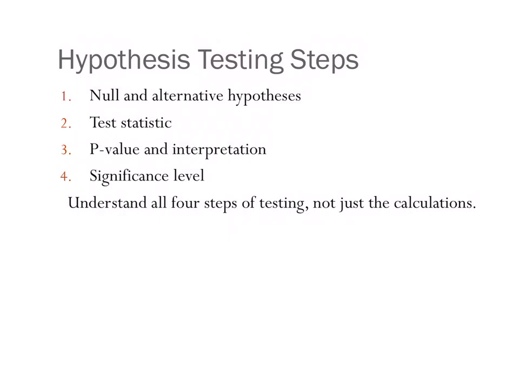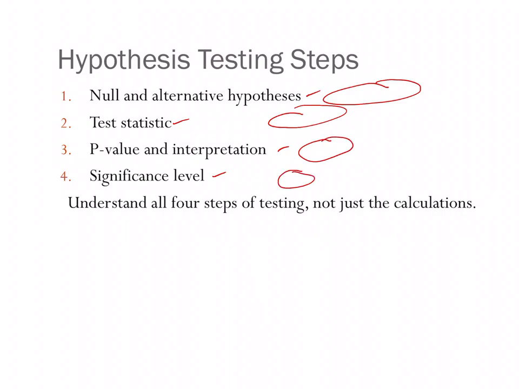Understanding all 4 steps of testing, not just calculations. Remember, you want to make sure you understand what we're doing in each one of these levels and why we're doing it, right? We want to state the null and alternative hypothesis first, then do your test statistic, then get your p-value, interpretation, and your significance level. If you do this right, in order and correctly, things will flow much easier for you when you go out and do research.